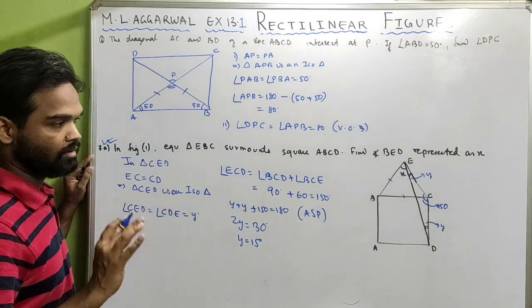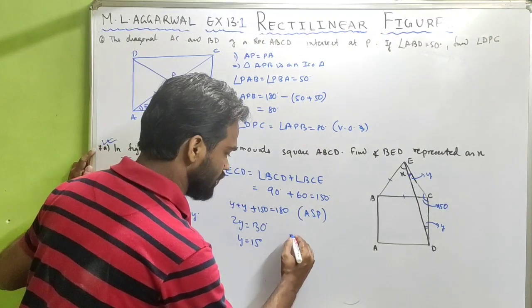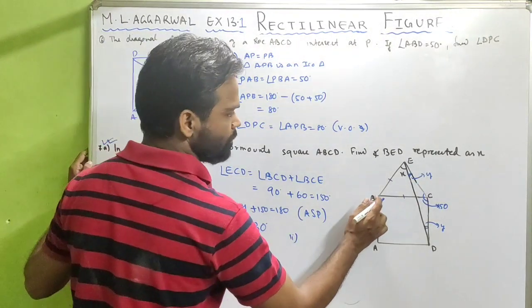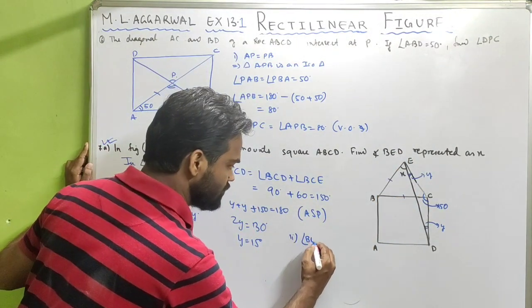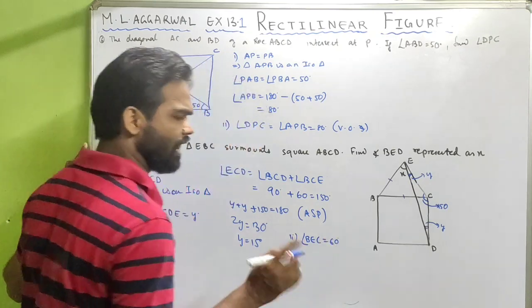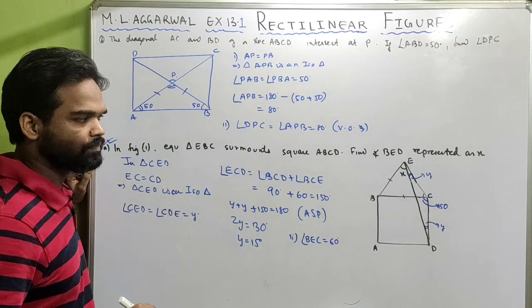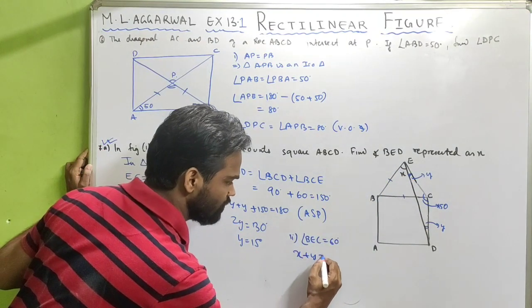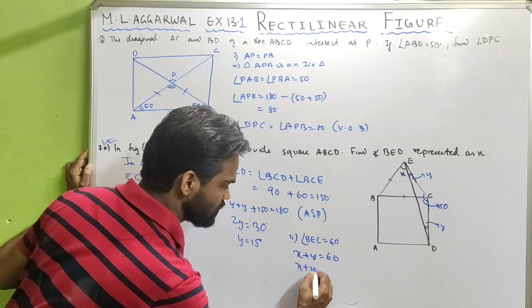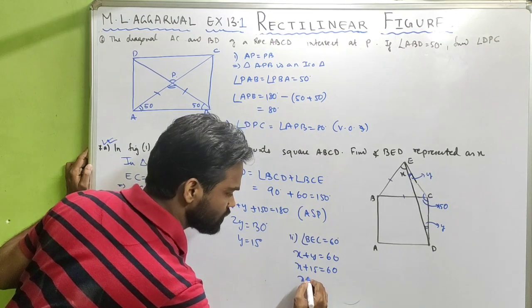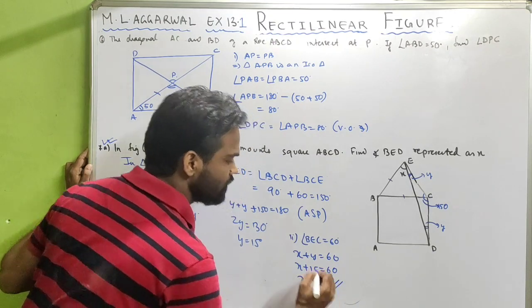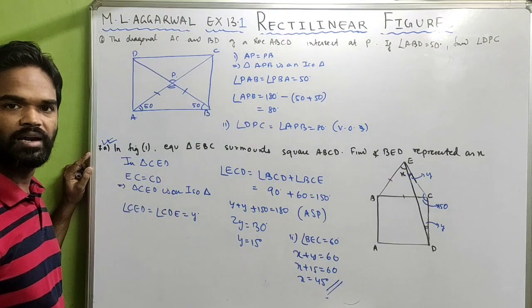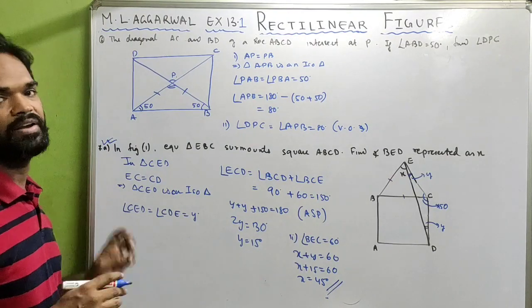Done. Now look carefully, the last step. Angle BEC is 60 degrees because that's the angle of an equilateral triangle. Now BC is in two parts, x and y, so x plus y will be 60, so x plus 15 equals 60, which means x equals 45 degrees. Done. Now let us look at the next sum.